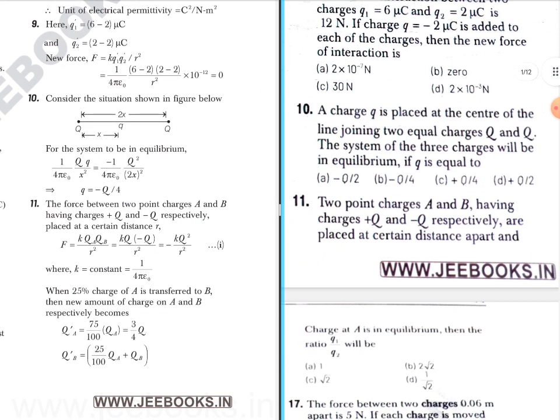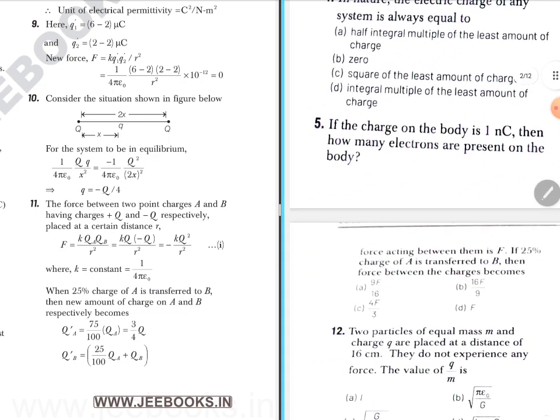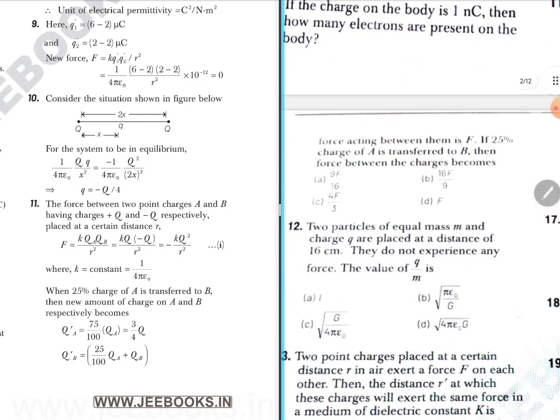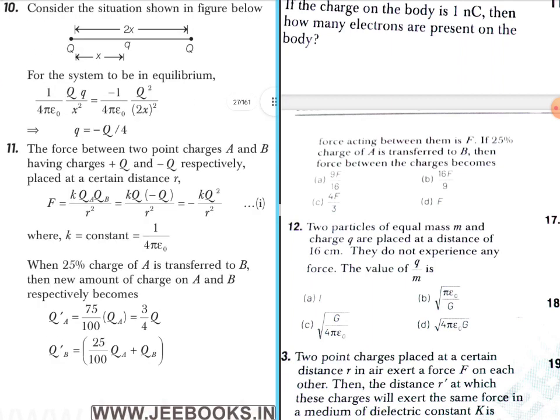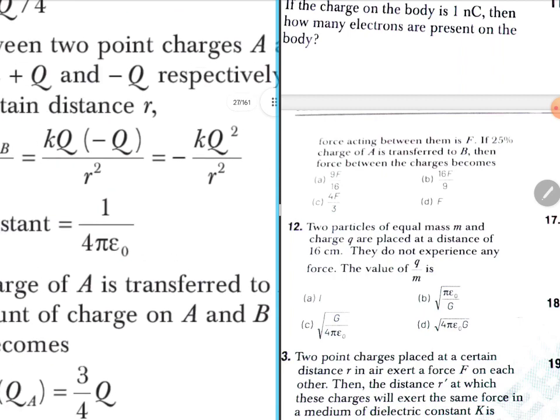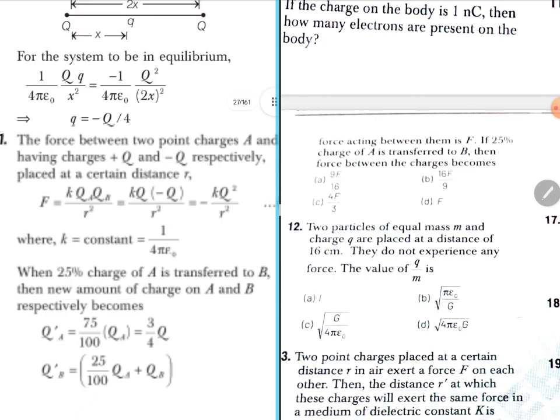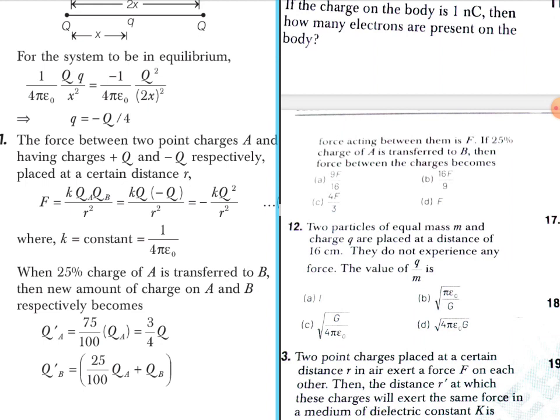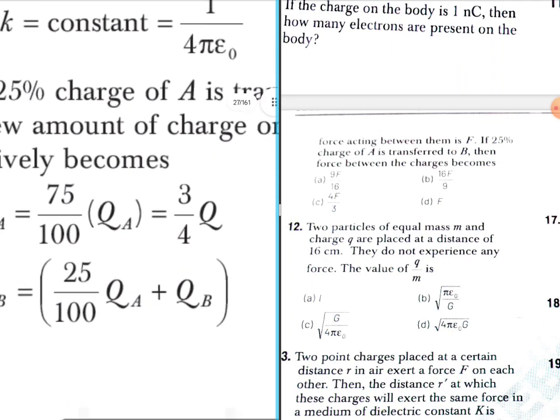11th question: two point charges A and B having plus Q and minus Q respectively are placed at a certain distance apart, and the force acting on them, let's call it F. Now, if 25% of the charge from A is transferred to B, then the force between them, you know both the charges are initially Q only, but one is positive, the other is negative, so it is a force of attraction, which is minus K into Q square by R square. That's the initial force. Now, the first body is going to lose 25% of its charge, so what's remaining is 75 by 100 of Q, 75%.